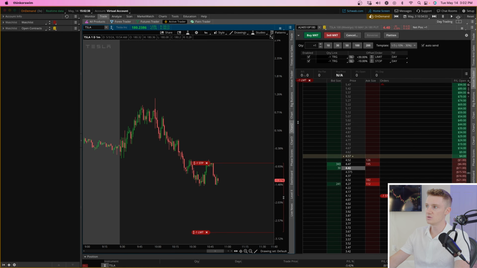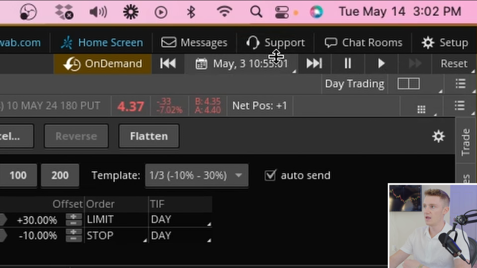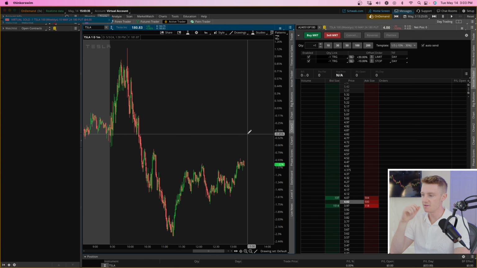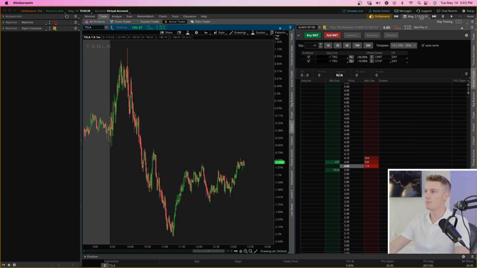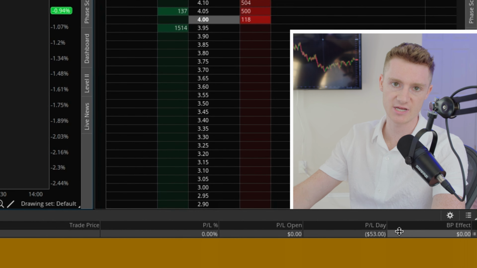Now, what you want to do is either skip ahead or fast forward and see if your stop loss or take profit gets hit first. After waiting and fast forwarding about 3.5 to 4 hours after that entry, we actually would have gotten stopped out for a 10% loss.